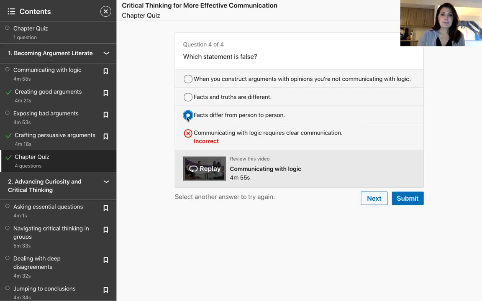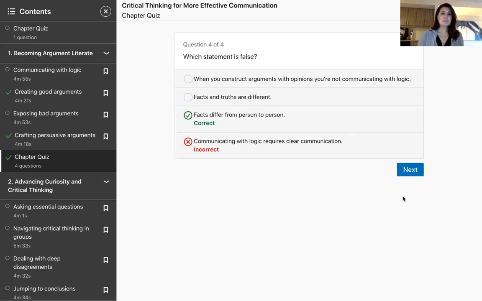Facts differing from person to person doesn't make much sense. Facts are facts, right? If the earth is round, the earth is round. It doesn't mean that if Maria said the earth is triangular and someone else said the earth is round, it is different. Fact is fact. That's correct. Thank you very much, Nowen. Good work.